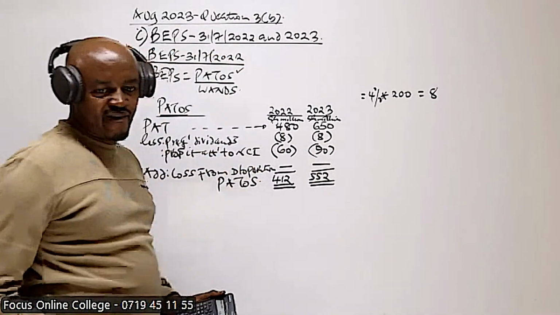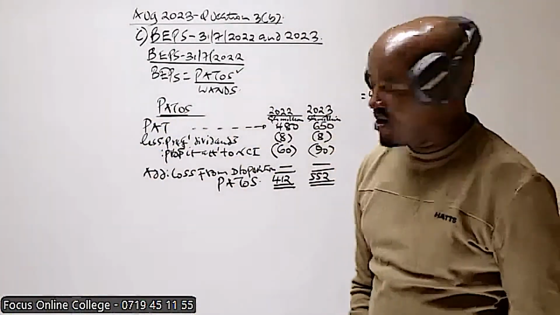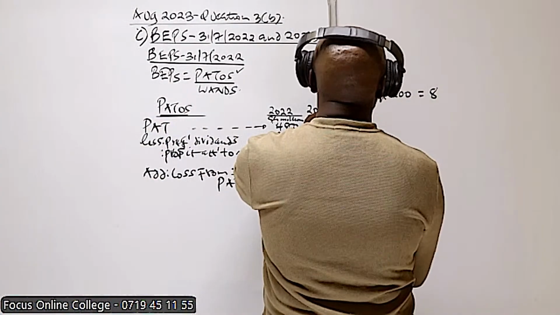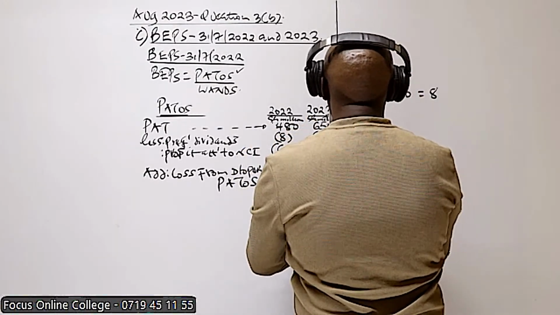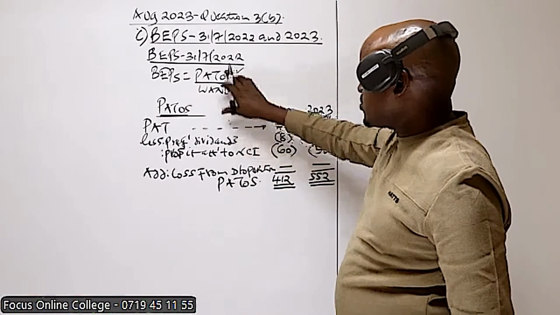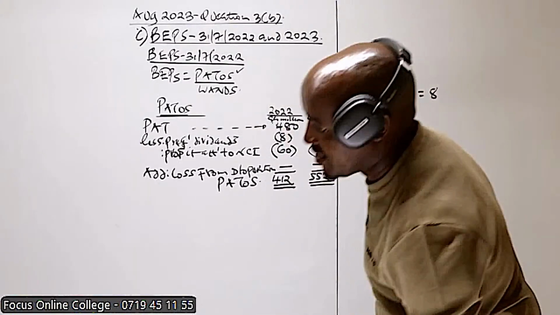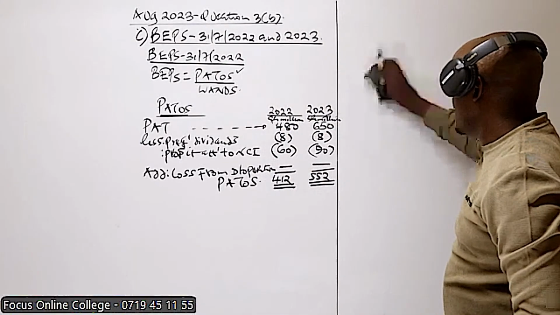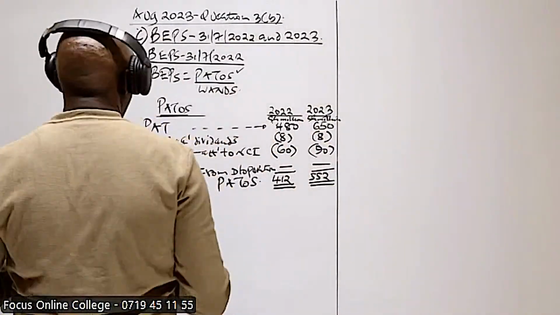That will give us 552. So in our case, we already have the patos basically for two years. So then I want us to move and we compute, first of all, the one-offs for 2022. And then from there, we compute the one-offs for 2023. And then we compute the diluted earnings per share for 2023. But first of all, we deal with the 2022.